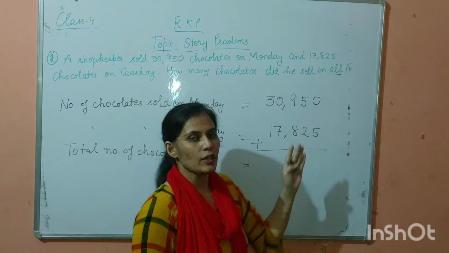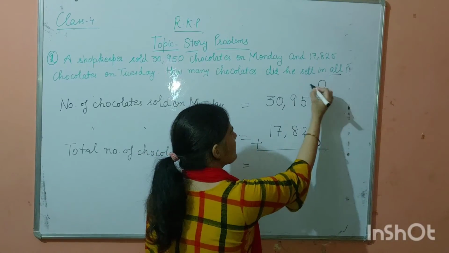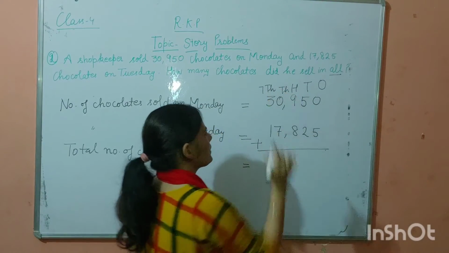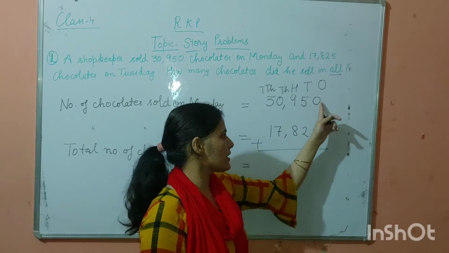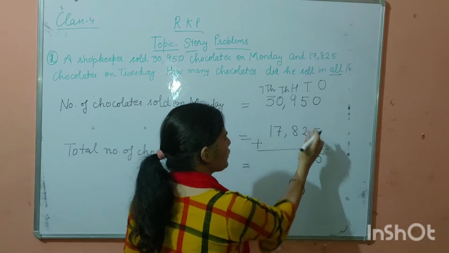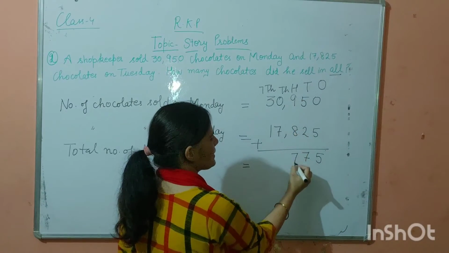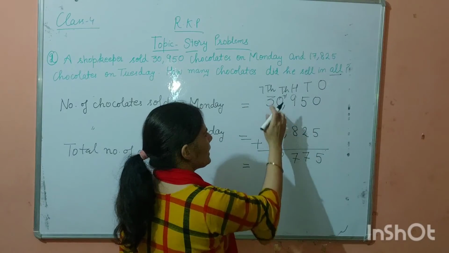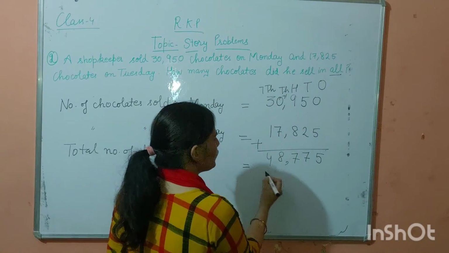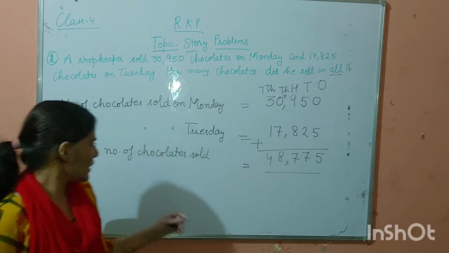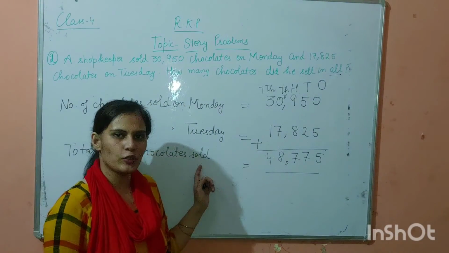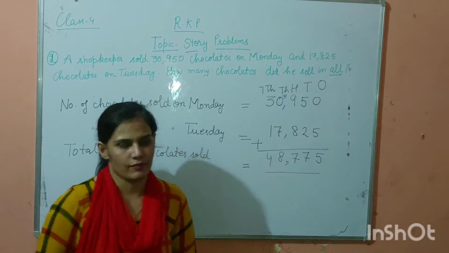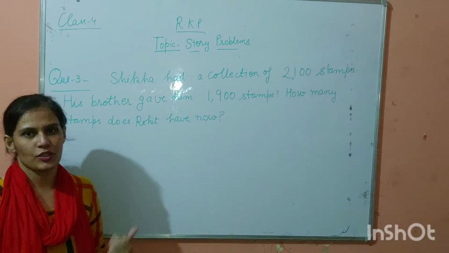Now add. First of all, place it in the place value chart. Ones, tens, hundreds, thousands, ten thousands. Start addition from the ones place. 0 plus 5, 5. 5 plus 2, 7. 9 plus 8, 17. 1 will be the carry. 0 plus 1, 1. 1 plus 7, 8. 3 plus 1, 4. Now put a comma in the thousands place. Okay. Now total number of chocolates. How many total chocolates were sold? 48,775. So students, do this practice question by yourself.